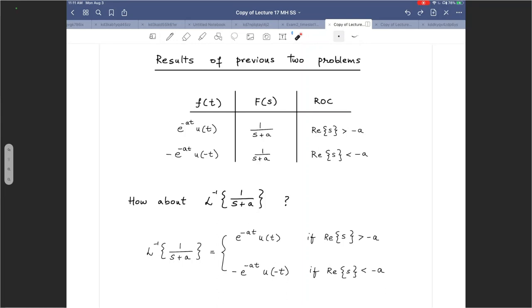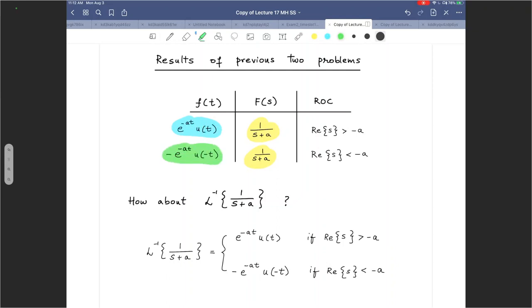So for the first signal, your region of convergence was real part of s greater than negative a, and for the second one, real part of s was less than negative a, where a belongs to the set of real numbers. So that's another thing to note. Which raises a question: what if you were asked to find the inverse Laplace transform of 1 over s plus a? Would you say that it is this in blue or this in green? Which one would you say?